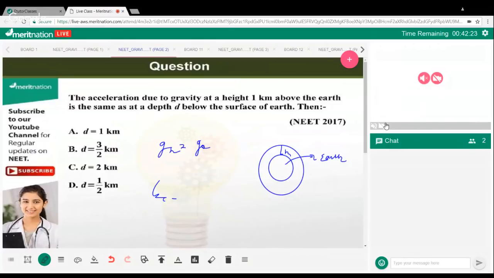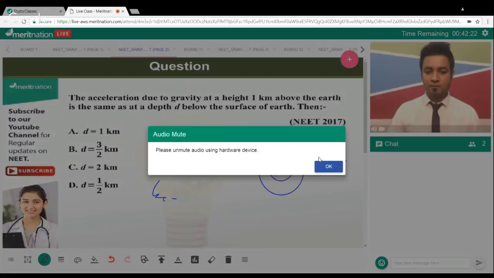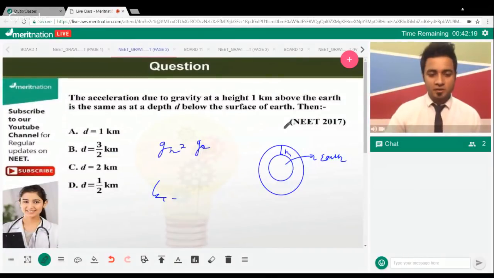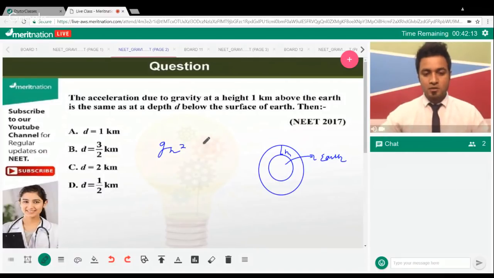Yes, guys, we had some technical issues, so now I'm back. So just wanted to tell you that the gravity at any height h would be equal to g naught, that is the gravity at the surface of the Earth, times r upon r plus h whole square.